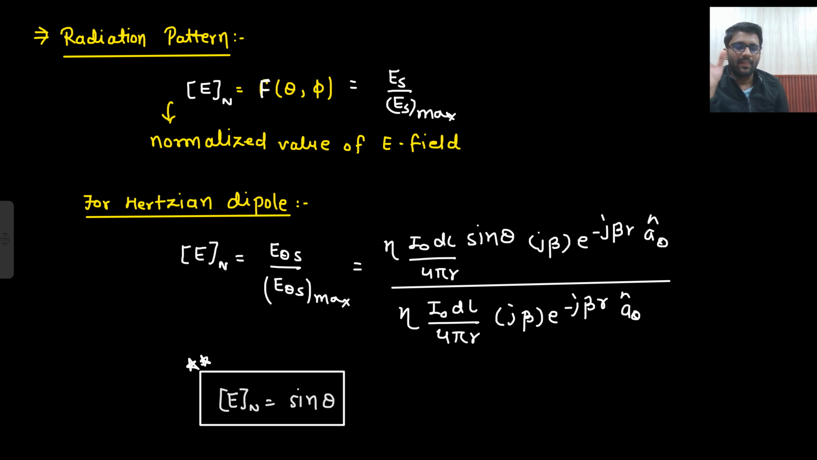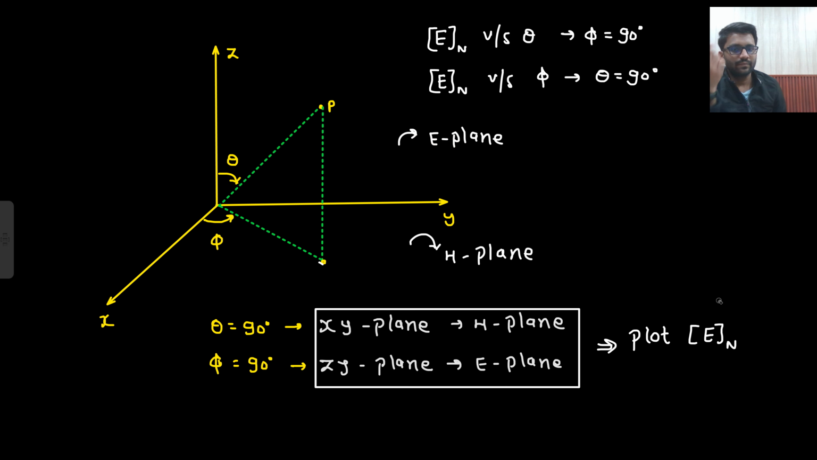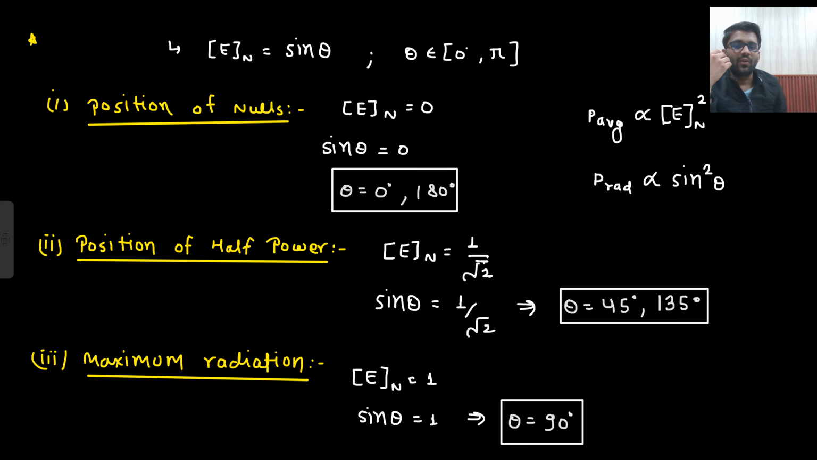How did we start? First we saw what we need to do. We need to plot only the sin theta term, or you can define E theta divided by E theta max, that is sin theta. Then with respect to theta and with respect to phi. When I plot with respect to theta, that means phi equals 90 degree, and when I plot with respect to phi, that means theta equals 90 degree, right? Then I started plotting how it will look.